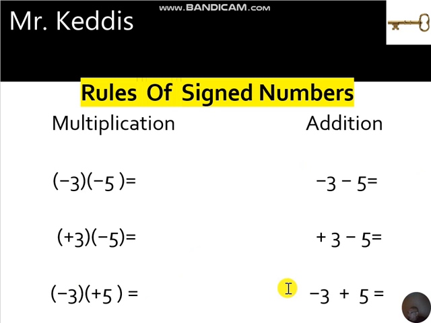We're going to talk about the rules of signed numbers. When in multiplication we have both signs negative, the sign is positive. But in addition, the sign stays negative. I lost $3, I lost 5 means I lost 8. When I have different signs in multiplication, positive times negative or negative times positive, the sign stays negative.